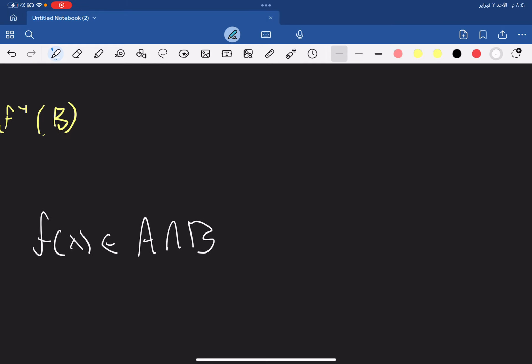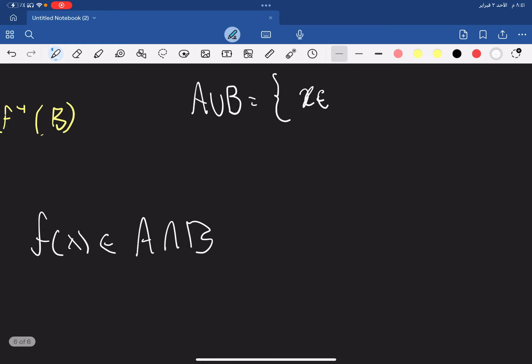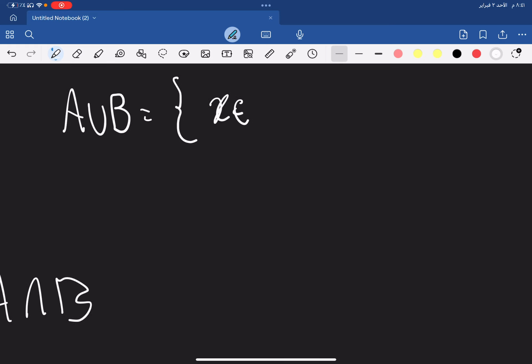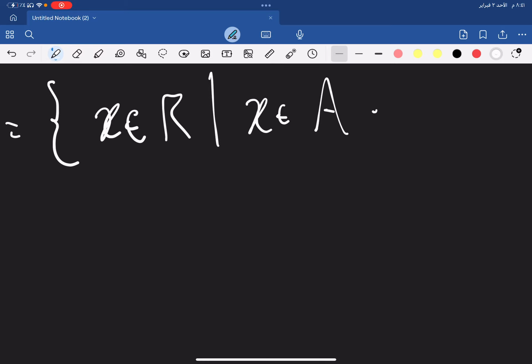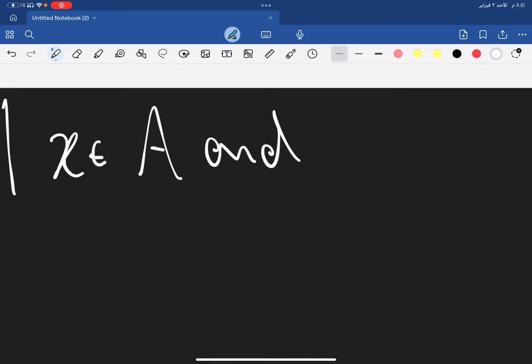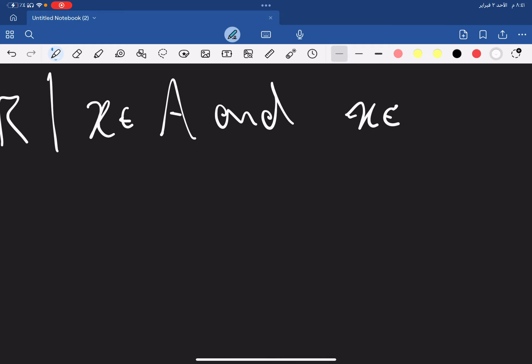because A union B equals the set of x in, I forgot it, but let's say R, such that x in A and x in B. And it is very important because the union is the same except the and is or.